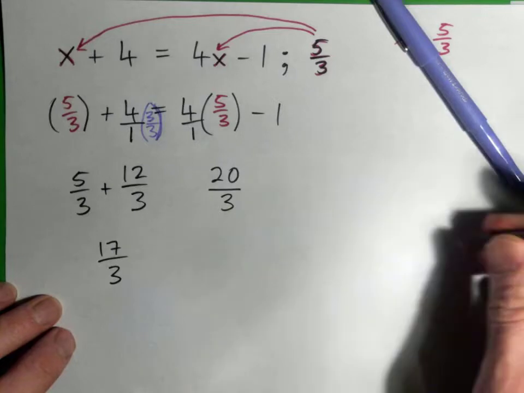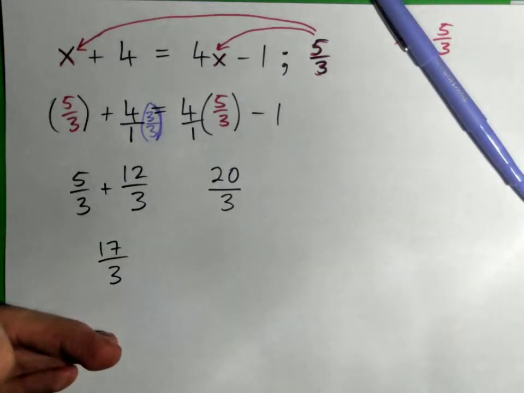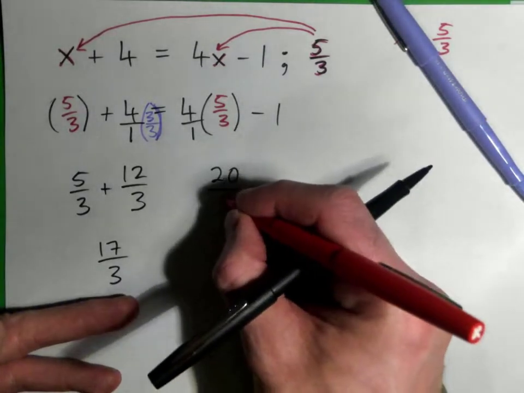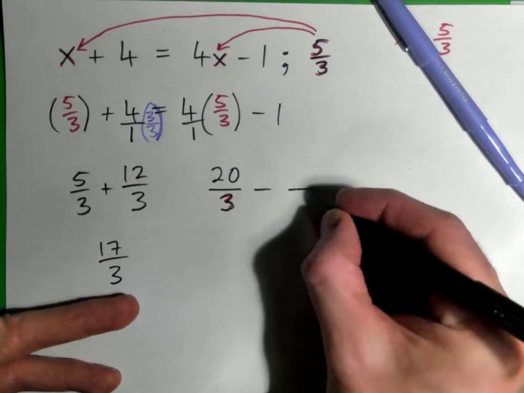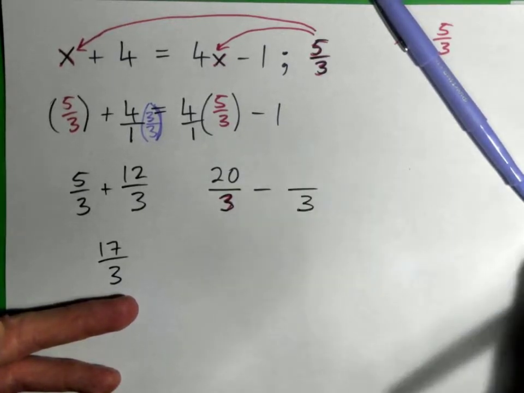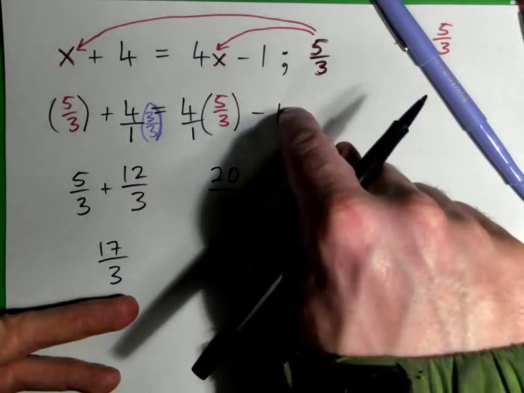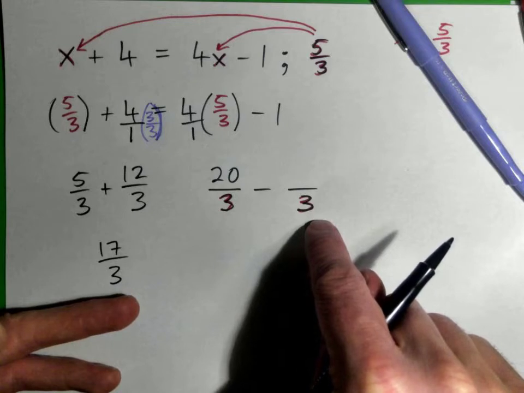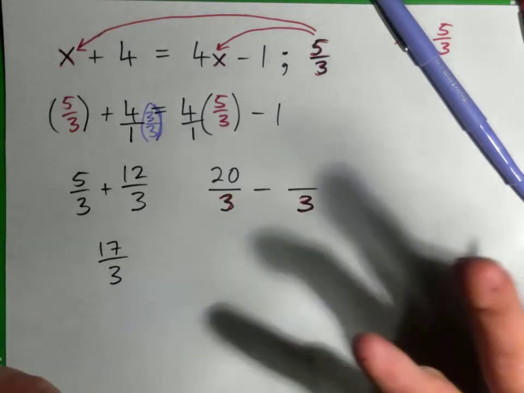Good. Now here we have just the number 1. But we want to turn that into thirds also because we need the same type of fraction to deal with, right? So I want this to be, subtract something over 3, because I need the same thing on the bottom so I can actually subtract. So how do we turn 1 into thirds? Would it be negative 3 over 3? It would be 3 over 3 because 3 over 3 is 1.